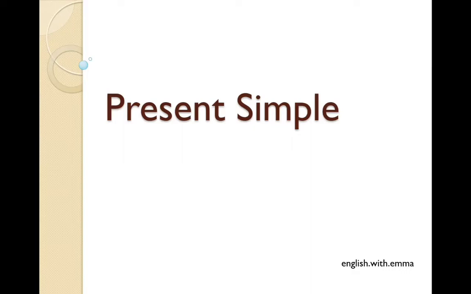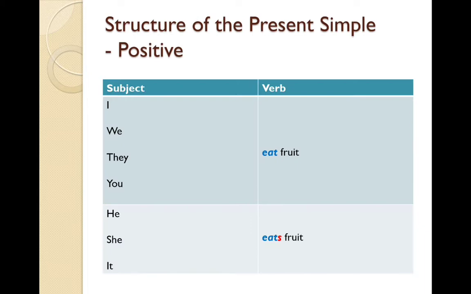So let's start by looking at the structure of the present simple tense. In positive phrases, we use the base form of the verb. I eat fruit, we eat fruit, they eat fruit, you eat fruit. He eats fruit, she eats fruit, it eats fruit. Notice that for he, she, and it, we have to add s to the verb.